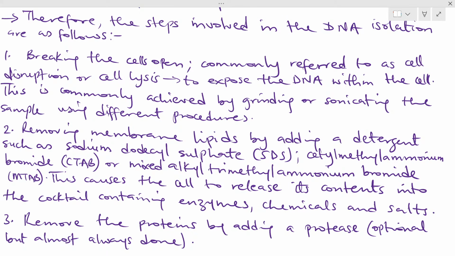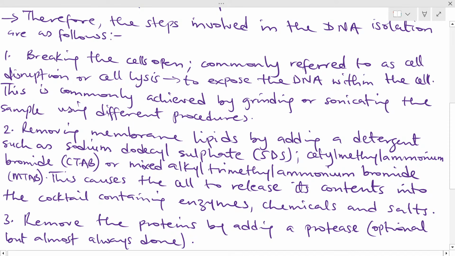You can either do that with your mortar and pestle, you could also do that with your blender, you could also do that with your sonicating machine. Whatever it is that can break the cell of interest is very key. So it's achieved using different procedures.